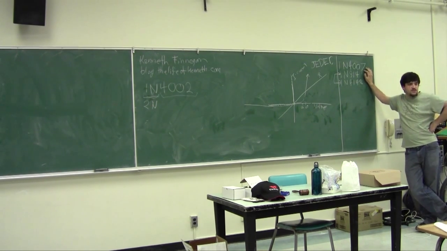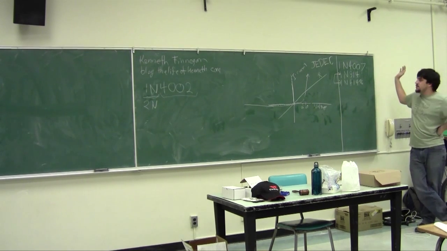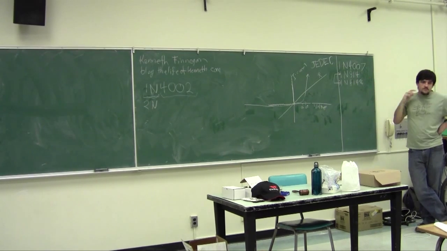So a lot of this stuff you'll see was only important because of how tremendously expensive semiconductors were at the time, but they are no longer that expensive. So 1N4002, and then this is your small signal diodes.